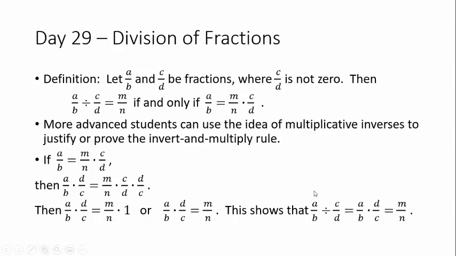So what this tells us is that a over b divided by c over d is equivalent to a over b times d over c. Since they are both equal to m over n, they're equal to each other. So this actually establishes the invert and multiply rule. A over b divided by c over d is equal to a over b times d over c. This is why we tell students that when we have a division problem involving fractions, we invert and multiply by the second fraction. So we are inverting the divisor and changing the problem to multiplication.